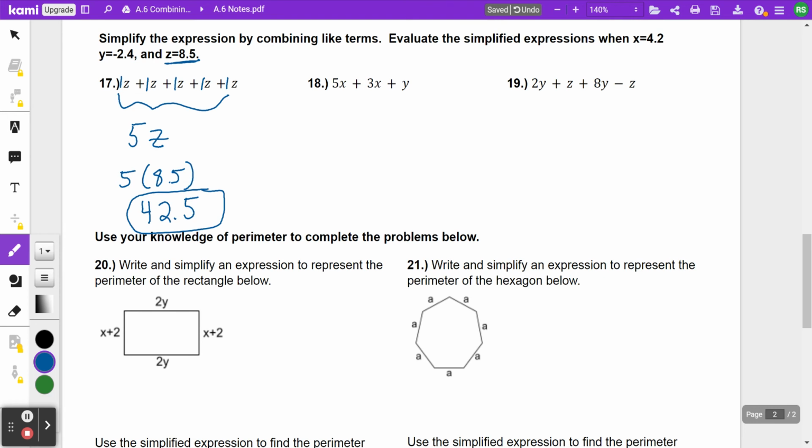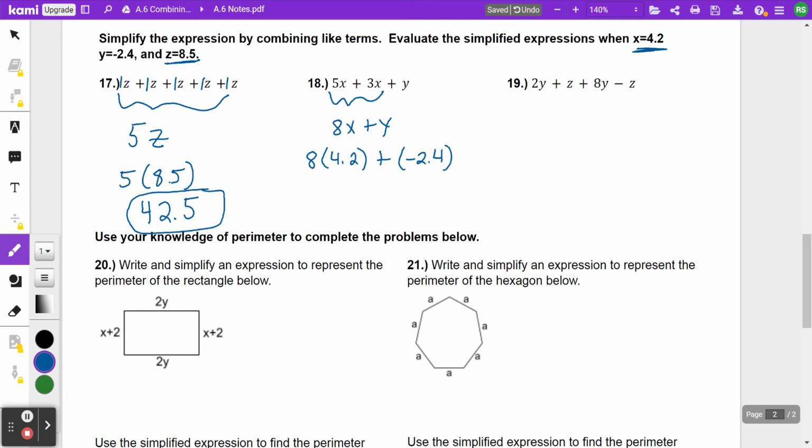Okay, for number 18, 5x plus 3x plus y. So again, before we start plugging numbers in to make our lives a little bit easier, let's simplify what we can. So we can combine the 5x and the 3x to make it 8x. So let's rewrite that as 8x plus y. So now when we plug it in, we save a little bit of time. So that's 8 times 4.2 plus our y, which is negative 2.4.